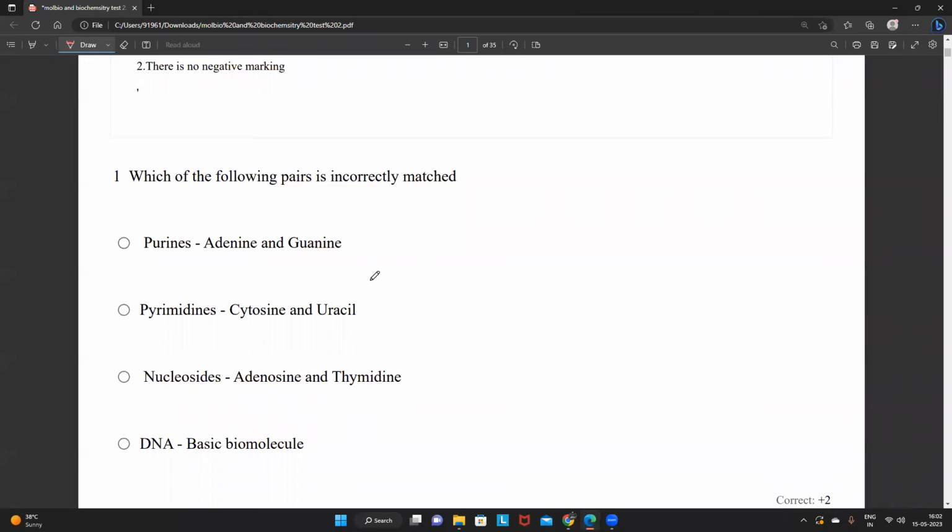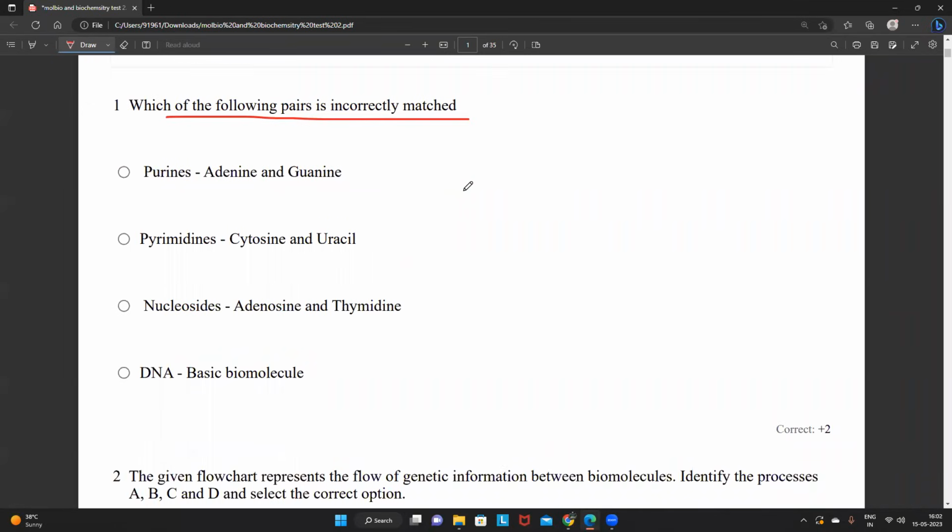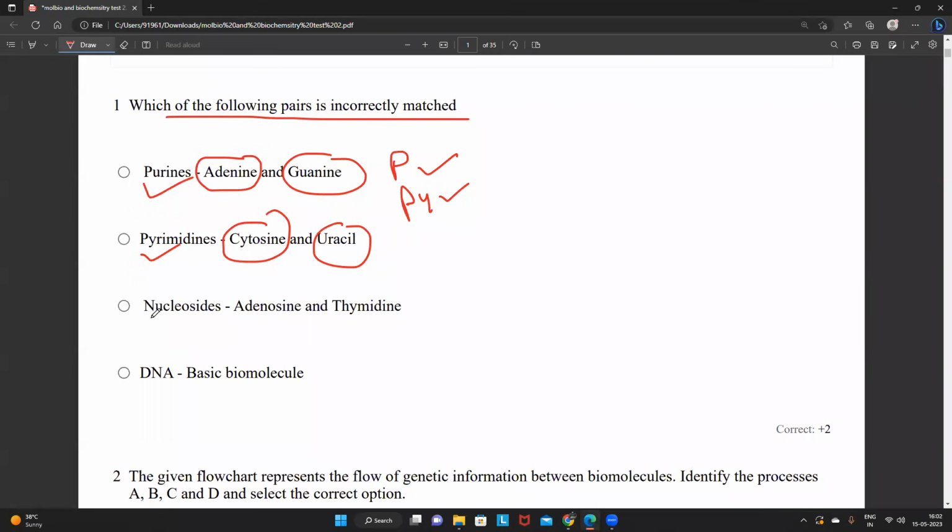Okay, now let's continue. Question number 1 says, which of the following pair is incorrectly matched? So friends, you know very well we have two types of bases. One is purines and one is pyrimidines. And you know very well purines are adenine and guanine, and pyrimidines are cytosine, thymine and uracil. Option A is correct. Option B is also correct.